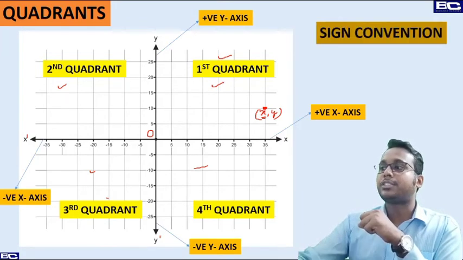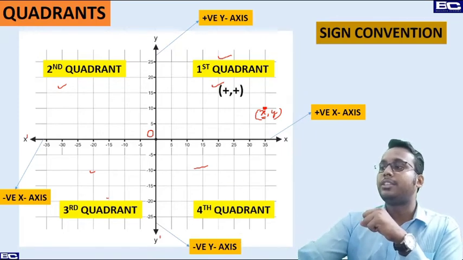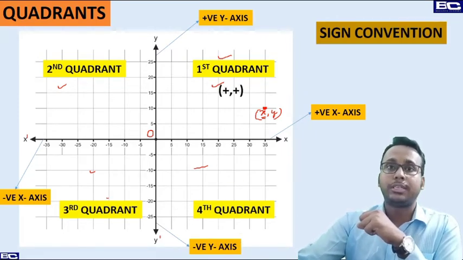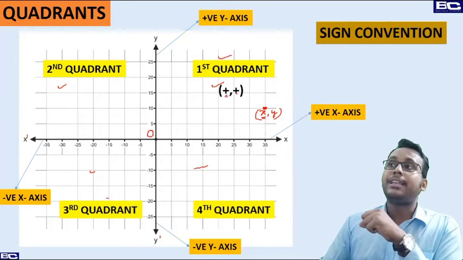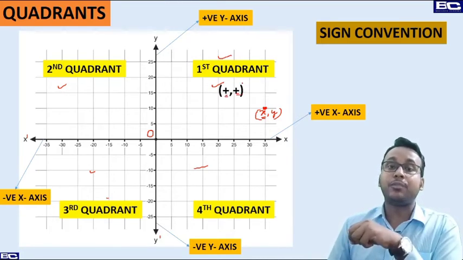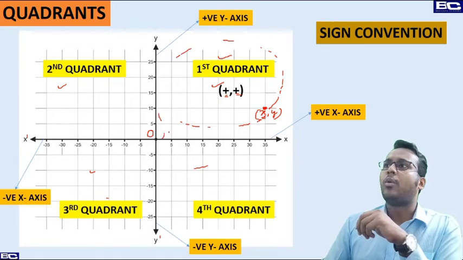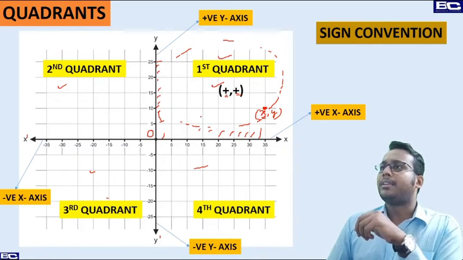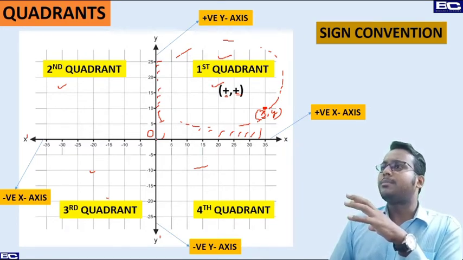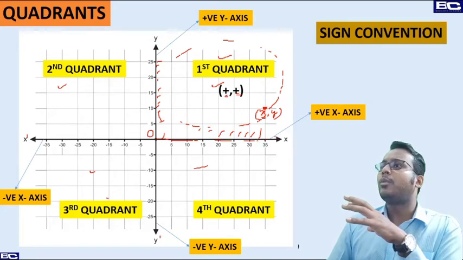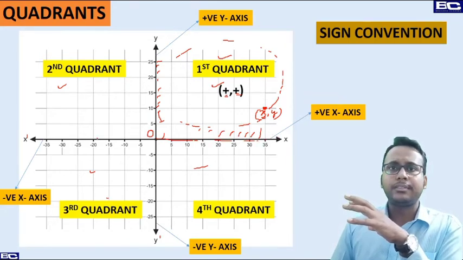Let's see. For the first quadrant, the sign convention is positive and positive, plus plus. It means the x part is plus and the y part is plus. Why? Check it out. All the points present in this whole first quadrant area, just above this line and just to the right side of this OY line, are on the right side of OX dash, like positive x.